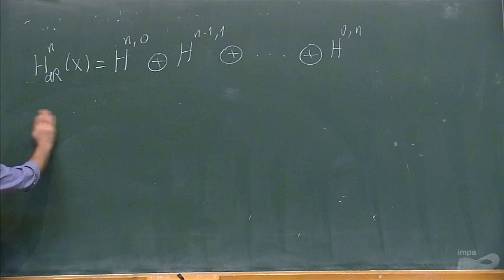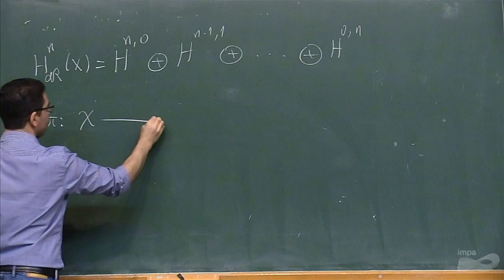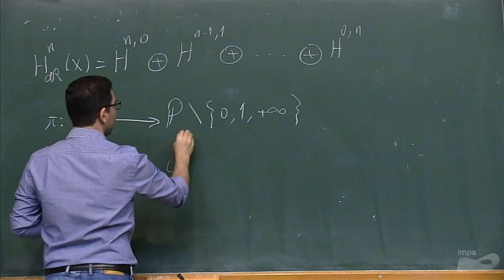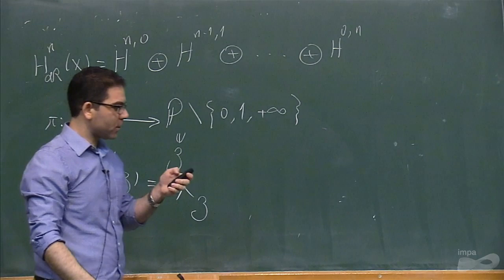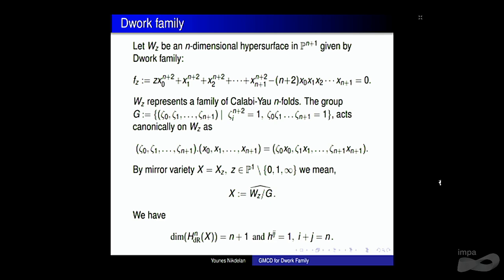We define the family, let's say P, from P minus 0, 1, infinity. So Z is here. For any Z, we have P minus 1 of Z equals X_Z, where each X_Z is given in the way that we explained, or it's the singularization of this quotient space. Okay?